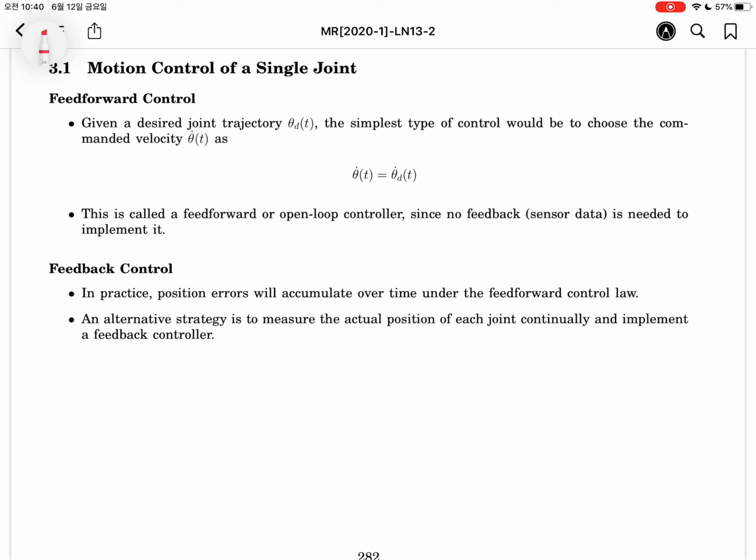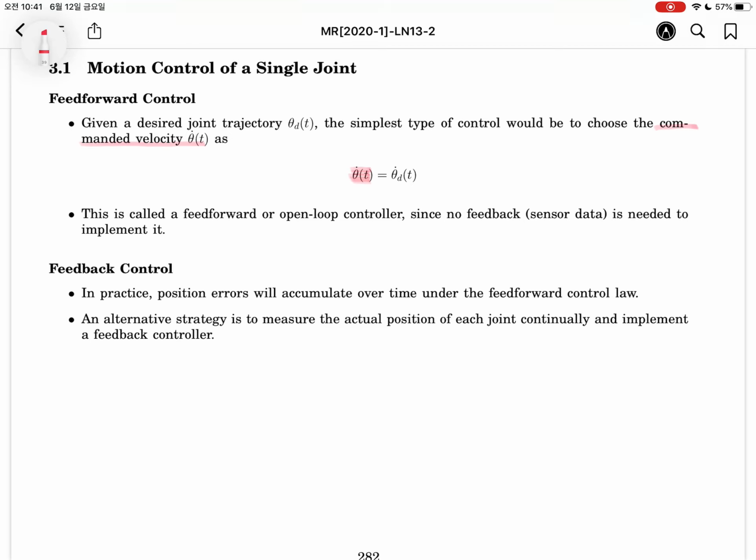Motion control of a single joint. As mentioned before, theta dot is the control input. After determining theta dot, we will make the PWM or the number of pulses corresponding to theta dot, and it will be assigned to the motor amplifier. The motor amplifier will make the joint velocity, joint speed corresponding to theta dot. So now the commanded velocity will be theta dot.